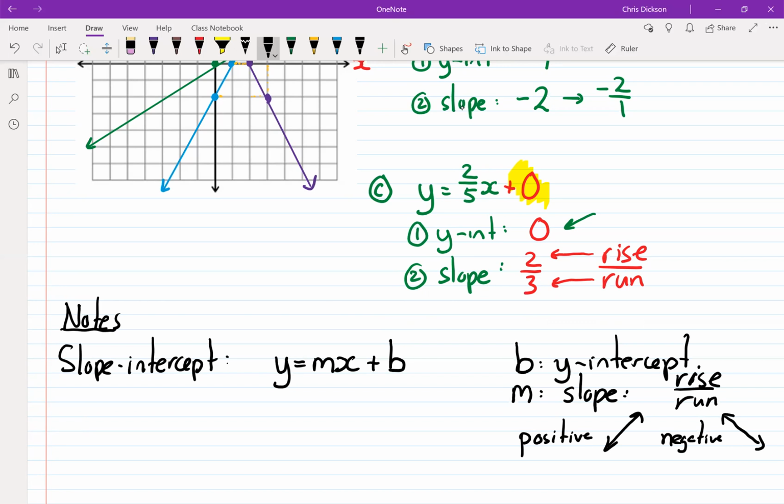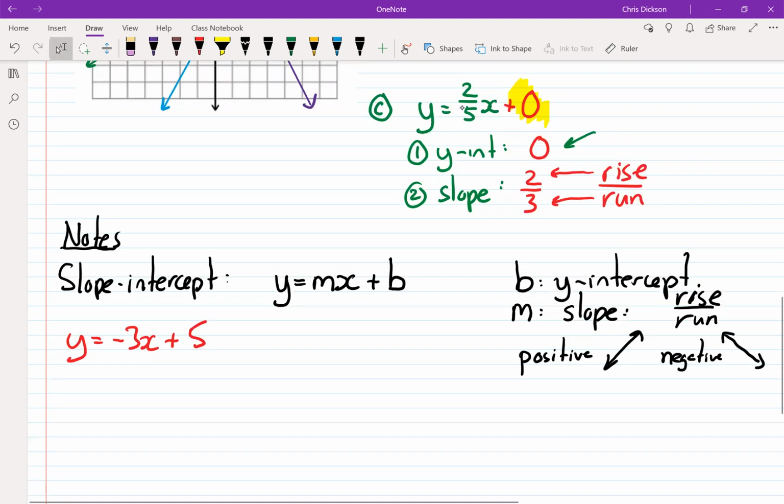Just to show you, it wouldn't matter what country you lived in. If you learned slope intercept form and someone wrote this equation, say negative 3x plus 5, and they asked you, where is the slope? Sorry, the slope would be negative 3. And if they asked, where's the y-intercept? They would say, well, it's at 5. That's the y-intercept of the function. So the b value is the y-intercept, and the m value is the slope.